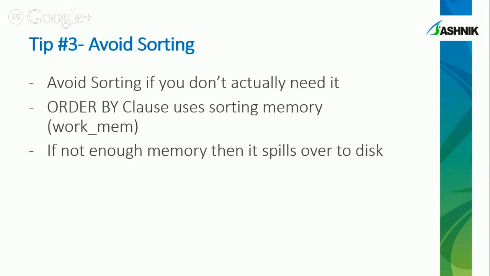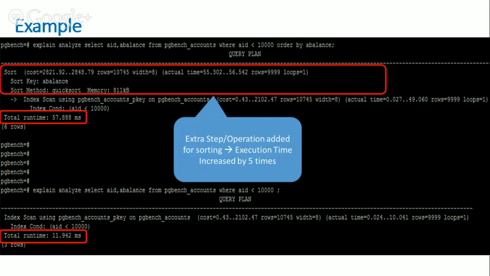Now let's look at an example here. When you look at this example, we have said order by account balance, and that query has taken 57 milliseconds compared to a query without an order by clause, which has taken around 12 milliseconds. So this is around 1/5 of the execution time without the order by clause. So there is an advantage of 500%, right?